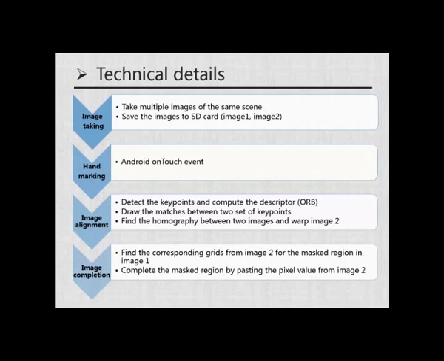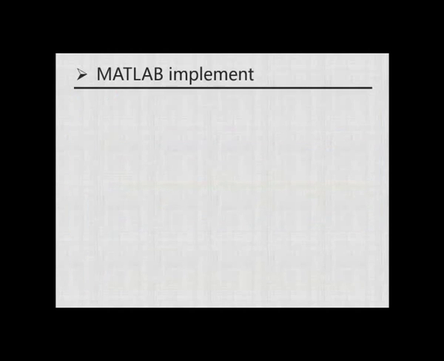Finally, for the image completion part, we use the grid matching algorithm to find the corresponding grids from image 2 for the mask region in image 1, and we complete the mask region by pasting the pixel values from image 2. We first test and modify the algorithm in MATLAB, and here are some of the sample images.